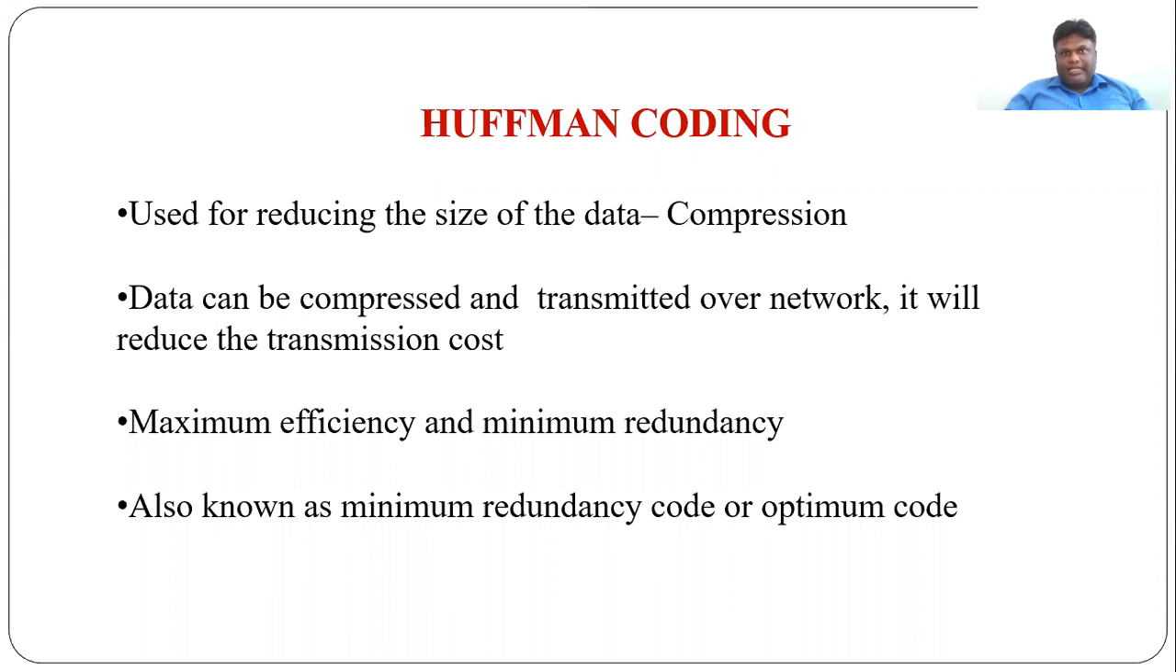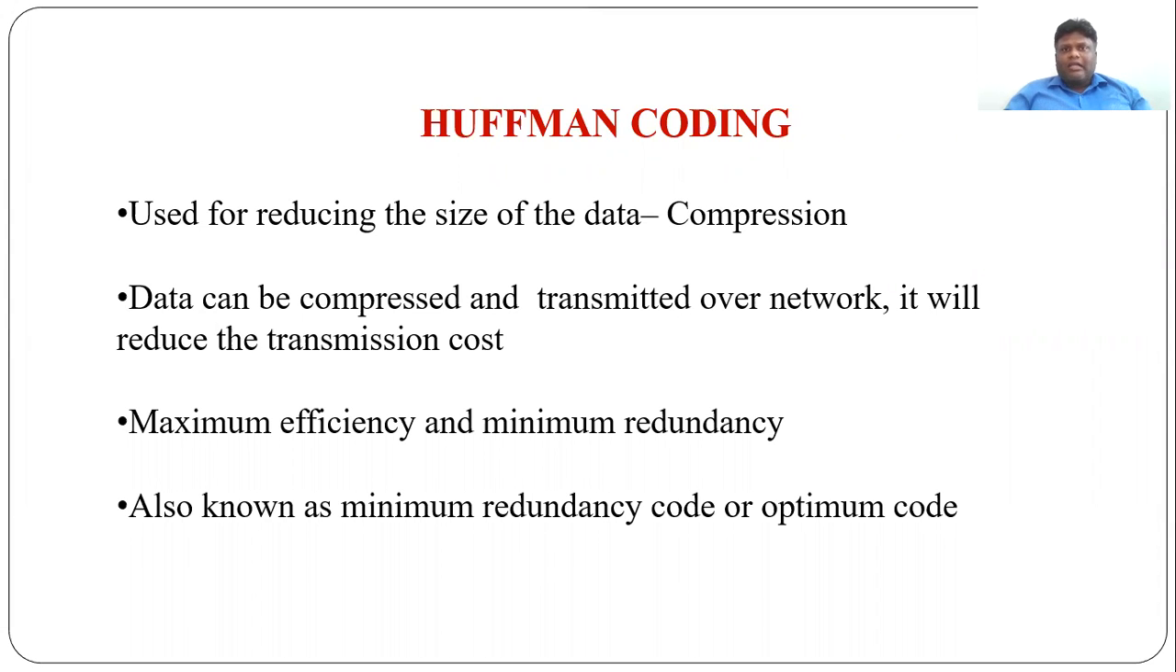So why compress the data? If you compress the data, the transmission cost will be reduced. One more thing is the efficiency will also be increased, and the redundancy will be very much decreased. The redundant extra values will be reduced. Since redundancy is reduced, it is also called minimum redundancy code or optimum code. So this is the need for Huffman coding.